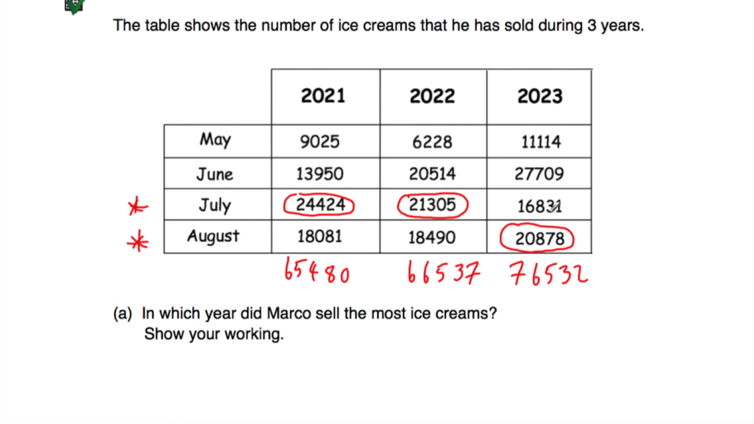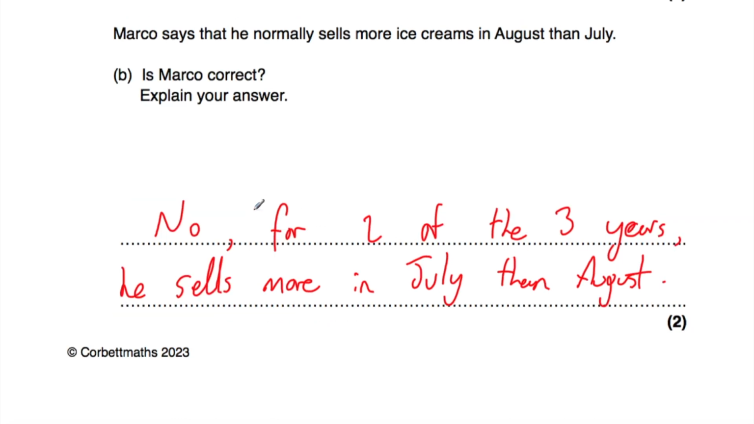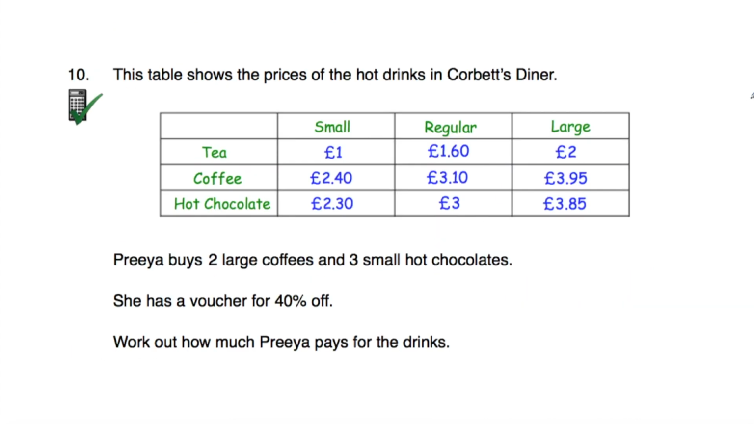Yes, in 2023, he sells more in August than he does in July, but he says usually, and I don't actually agree with him. So let's write that down. And that's it. So I've just written down that for 2 of the 3 years, he sells more in July than August. Okay, let's look at our last question, question number 10.